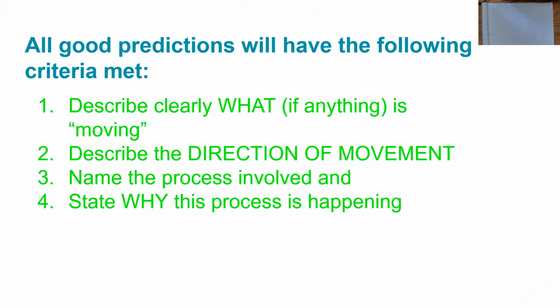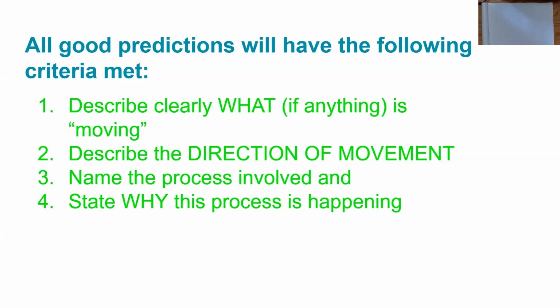First of all, you need to describe clearly what is moving, if anything. If something's moving, you need to make clear what is passing through the membrane. Sometimes there's more than one molecule that will pass through. The second thing is I want a clear description of the direction of movement. You can describe it in terms of concentrations, or you can describe it in terms of the environment and the cell, as you'll see in a minute.